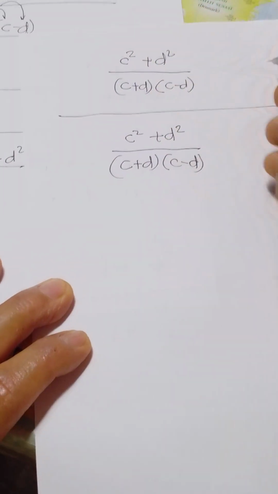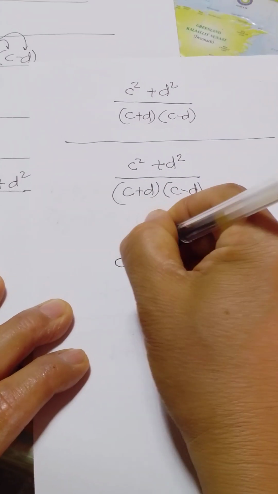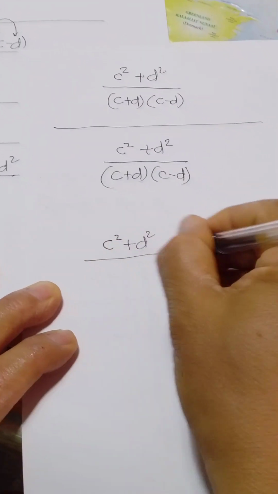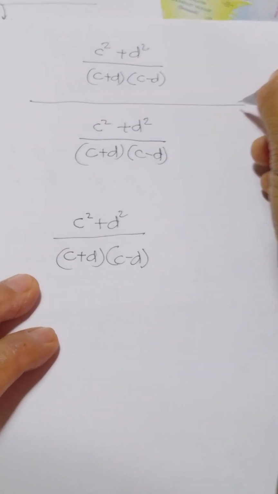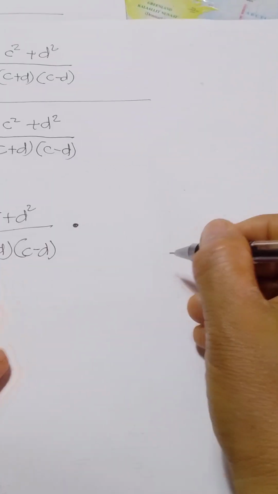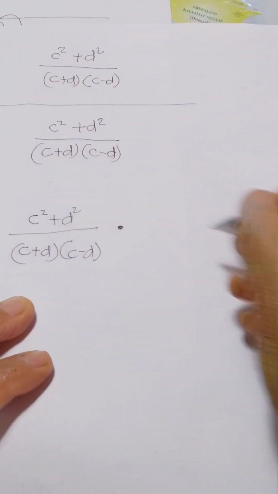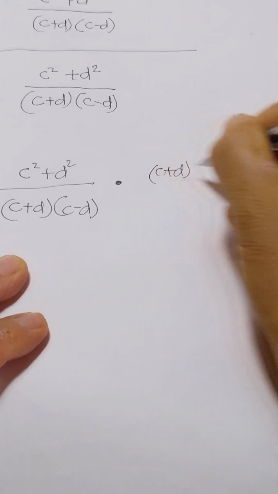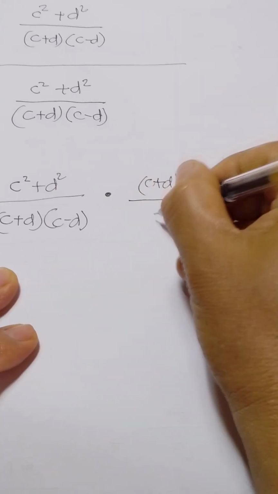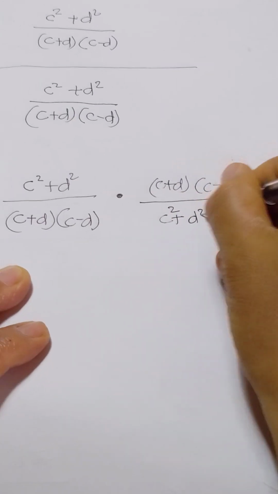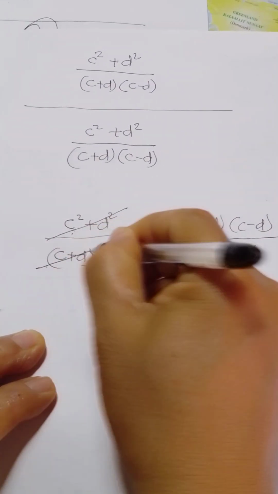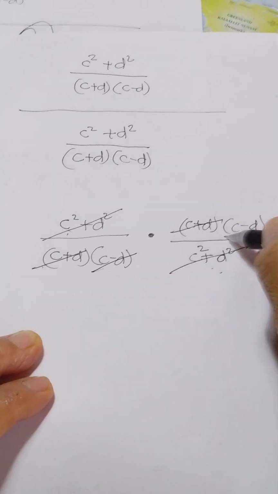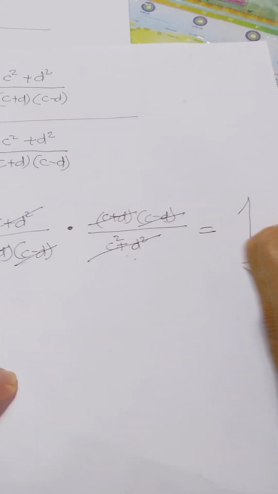Since this is a kind of a complex fraction, I have to write the first fraction, which will be c squared plus d squared over c plus d and c minus d. Then I have to change this division operation to multiplication, and then I have to take the upside down. So we have now c plus d, c minus d over c squared plus d squared. So this one is the same with the denominator, so cross out. And then this one is the same, c minus d, cross out. So the answer now is equal to 1. That's all.